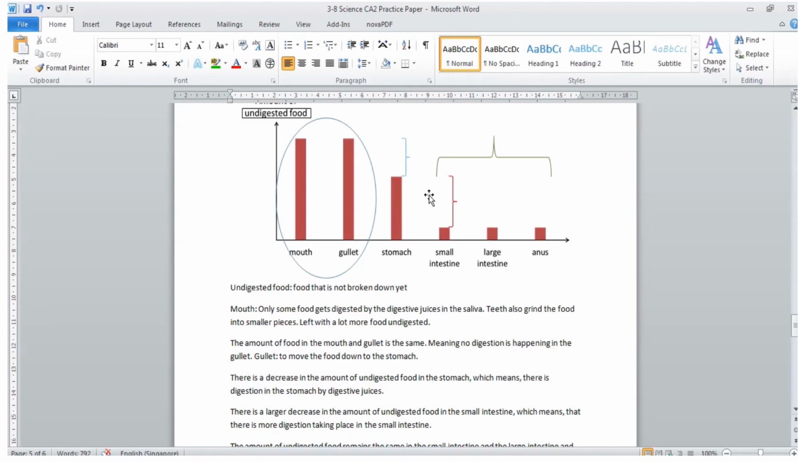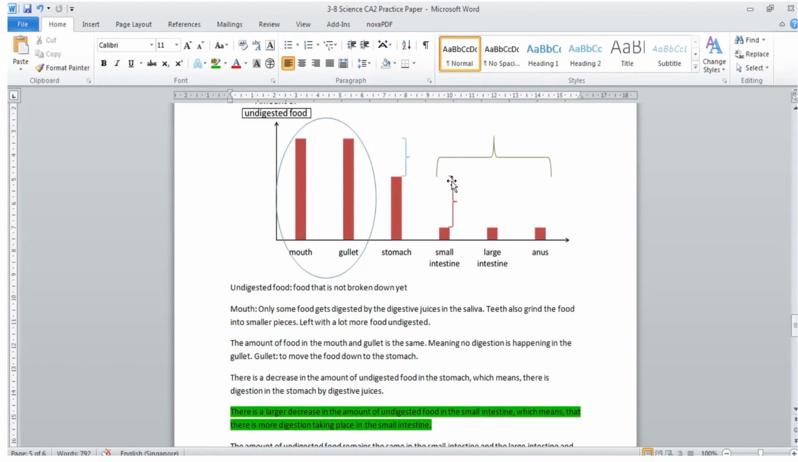So how do you know that there is most digestion taking place in the small intestine? Remember, look at what we wrote here. There is a larger decrease in the amount of undigested food in the small intestine, which means that there is more digestion taking place in the small intestine. So what you're trying to say is that, can you see the decrease here? It is a larger decrease. This one also, in the stomach, there's also a decrease. In the small intestine, there is even a larger decrease. So you must see, I use the comparative, a larger decrease in the undigested food.